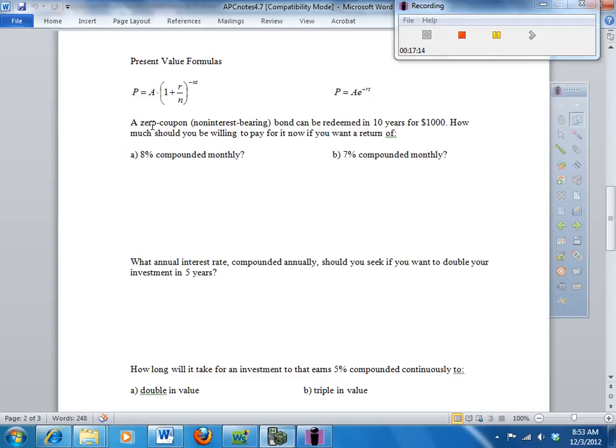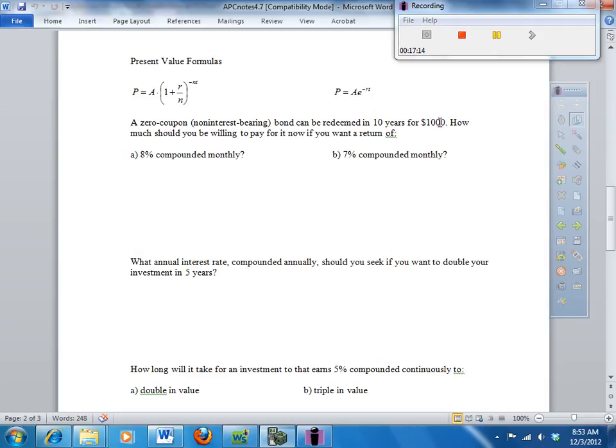Anyone ever get a savings bond or something like that from your grandparents? It's kind of a cheap way to let you think they're giving you lots of money. They say, here's your $500 savings bond, but they don't pay $500 for it, right? That's how much that bond is going to be worth after it reaches maturity. And this is how much you pay for that savings bond, and this is how much it will be worth. So a zero coupon non-interest bearing bond is some kind of savings bond.